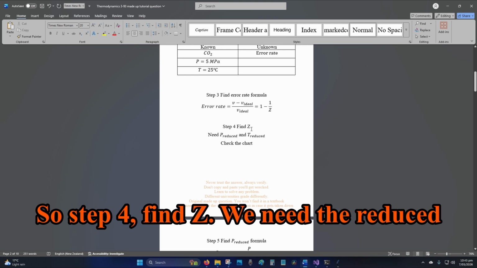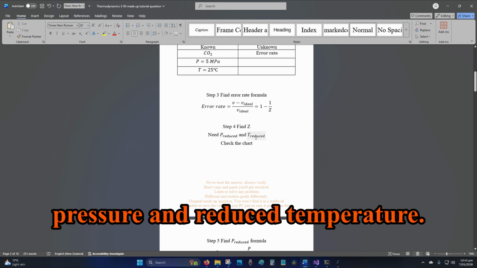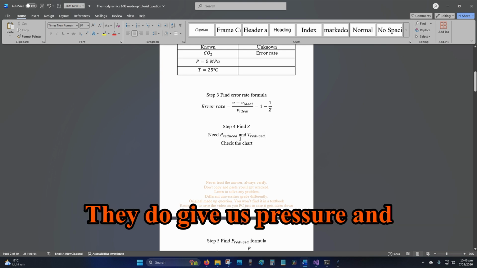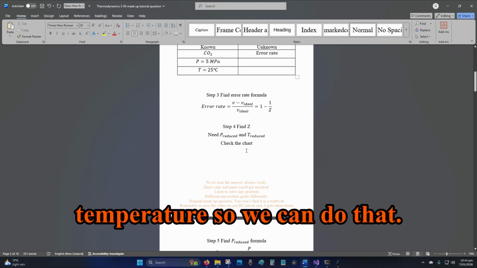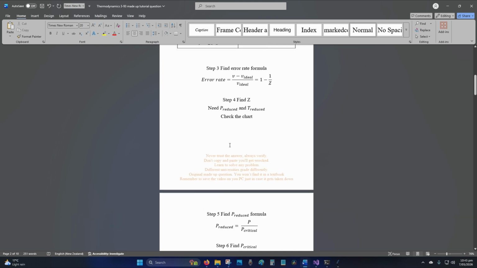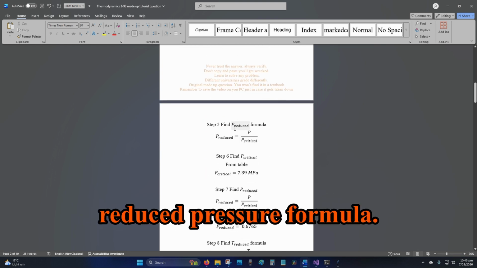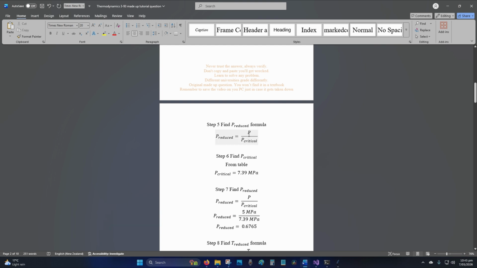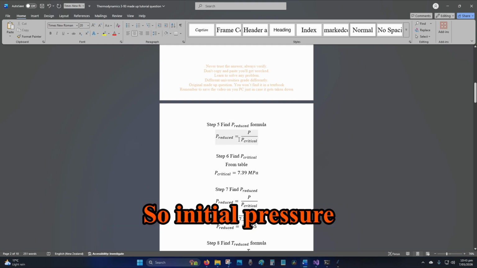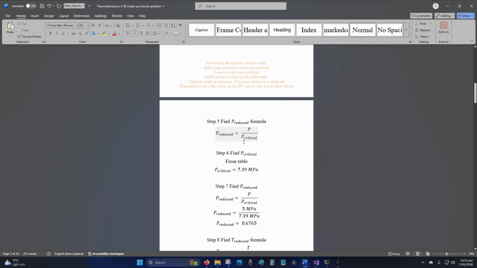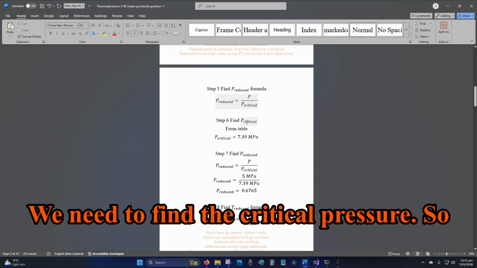Step 4, find Z. We need the reduced pressure and reduced temperature. They do give us pressure and temperature, so we can do that. Step 5, find the reduced pressure formula. So initial pressure divided by the critical pressure. We need to find the critical pressure.